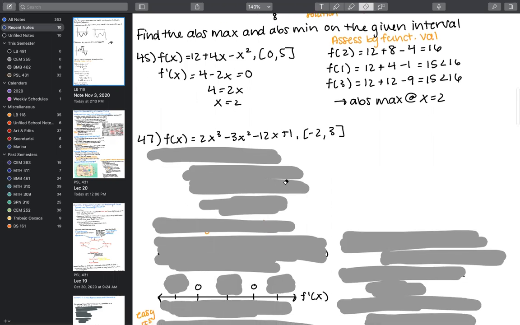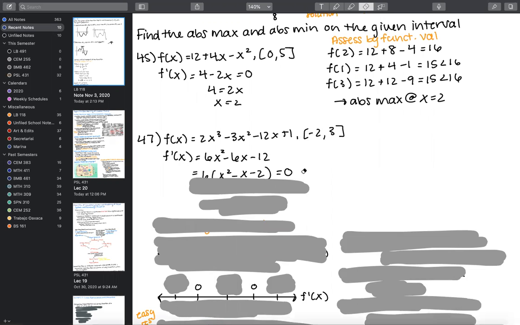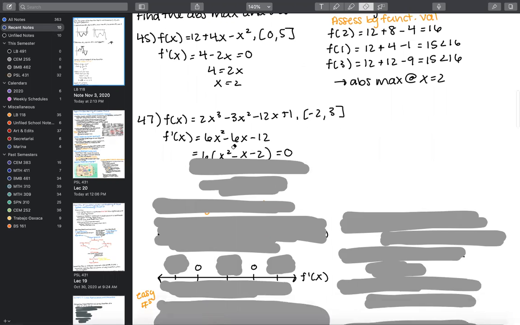So diving into this problem, we'll first take the derivative. Then we're going to factor out a 6. And now we'll factor this polynomial here. What two numbers will multiply to get -2 and add to get -1? We get 6 times x minus 2 times x plus 1. Again, we don't really care about 6 in this case.